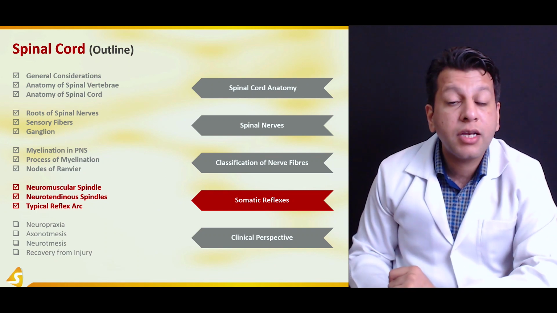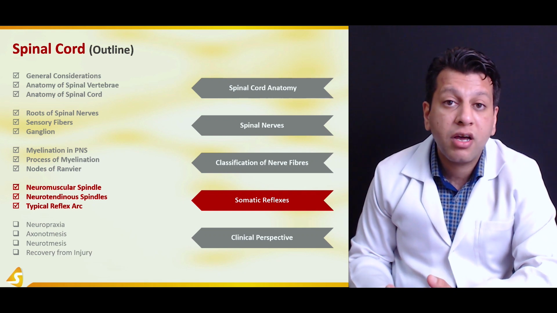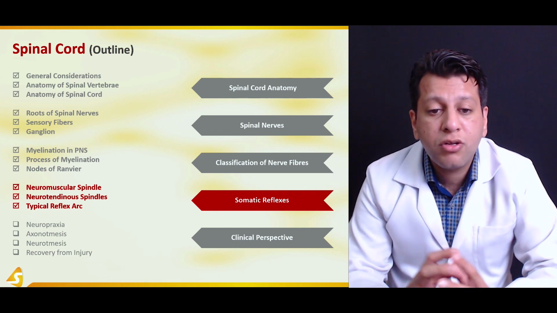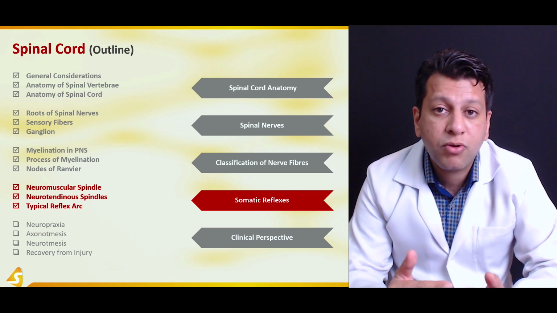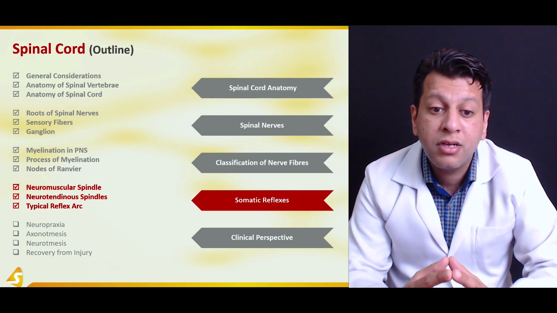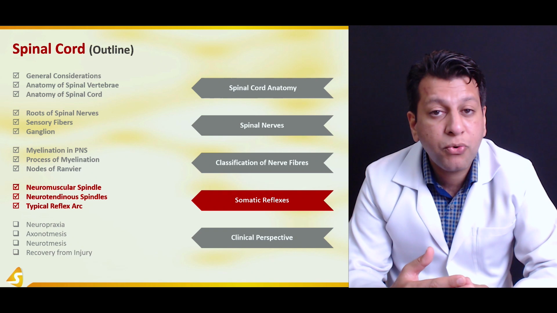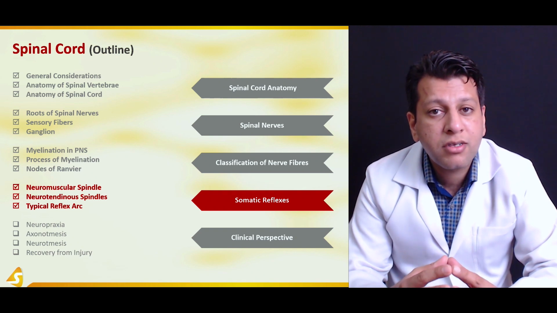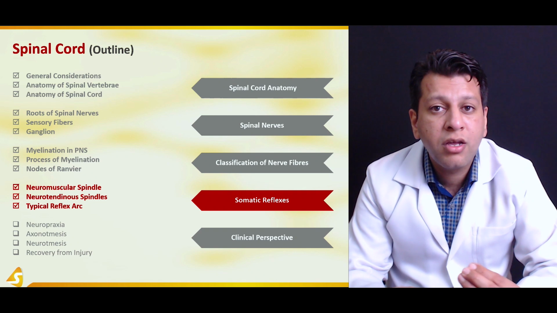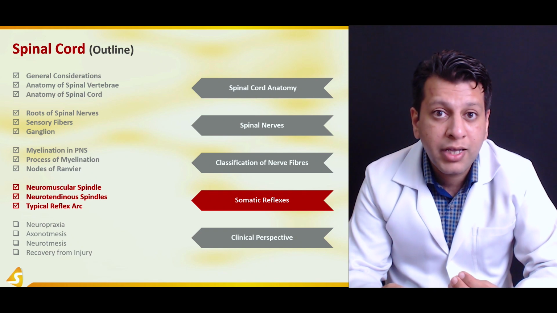In this section we have covered neuromuscular spindle, neurotendinous spindle, what is the typical reflex arc, and how the neuromuscular spindles relay information in terms of the length of contraction and the change in the rate of the contraction of the muscle. Similarly, neurotendinous spindles relay information regarding how much tension is there in the tendon at any point of time, and how the typical reflex arc results in coordinated motor control, so that we are able to do what we want to do, and we are able to do that in a very coordinated fashion.